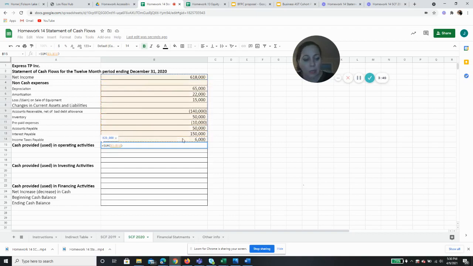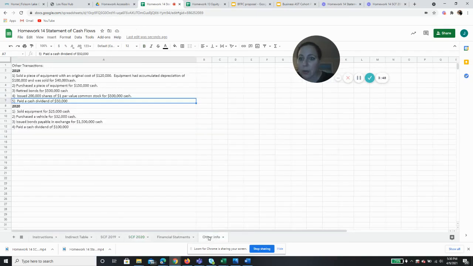Okay, and so then we will add up net income, non-cash expenses, and the changes in current assets and liabilities, and that will give us our cash provided by operating activities of $826,000. Now we're going to go to investing activities, so we'll go to our other info tab. We sold a piece of equipment for $25,000 cash.